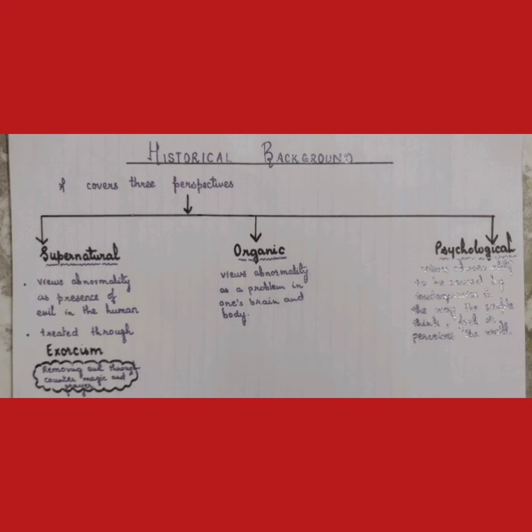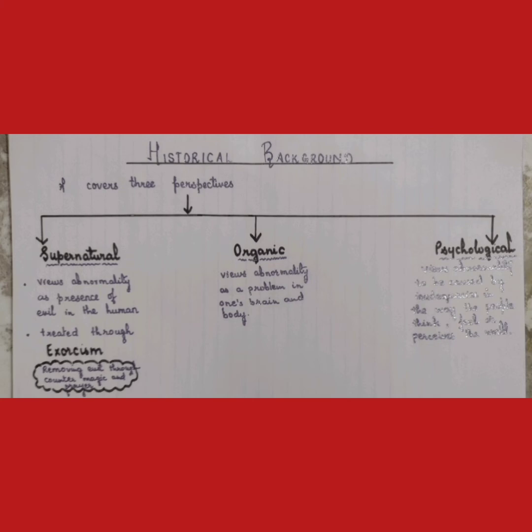Next in the chapter, you have the historical background of psychological disorders. Under this, there are three perspectives or three approaches which are covered. Over the years, there had been basically three approaches, which have reappeared in Western civilization and Western culture also. We will discuss them one by one. First is the supernatural approach. It views abnormality as the presence of some evil in the human, some evil spirit. You must have heard about Bhoot Pret and all.